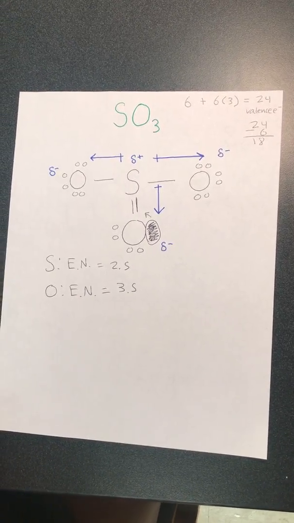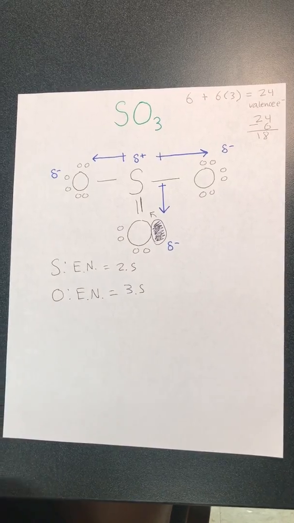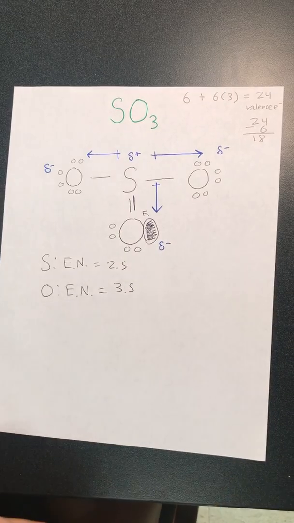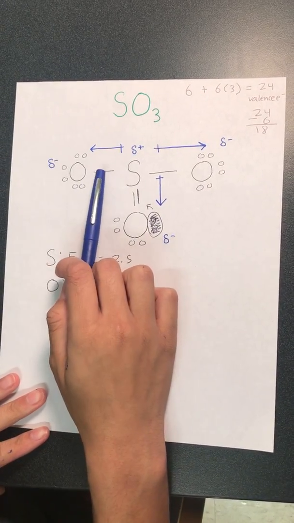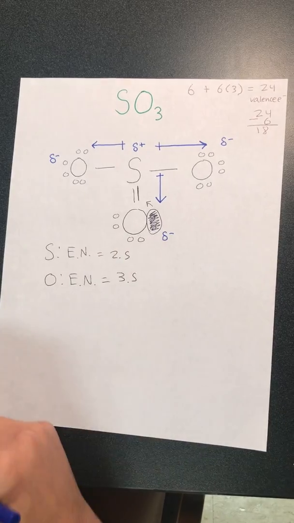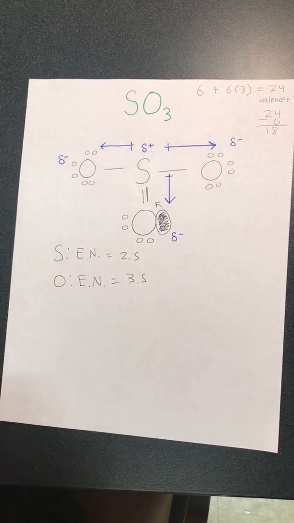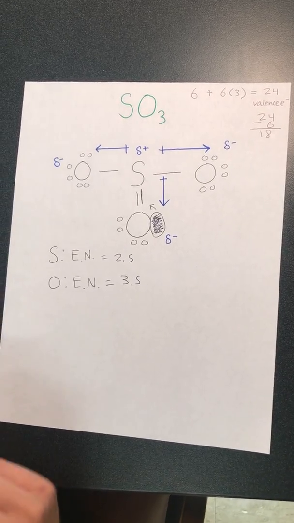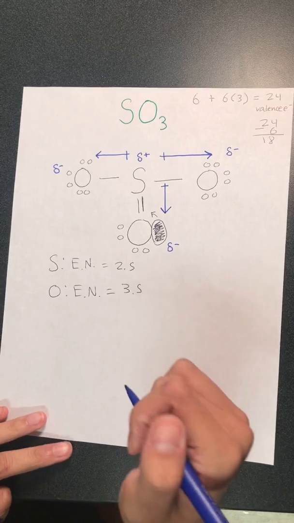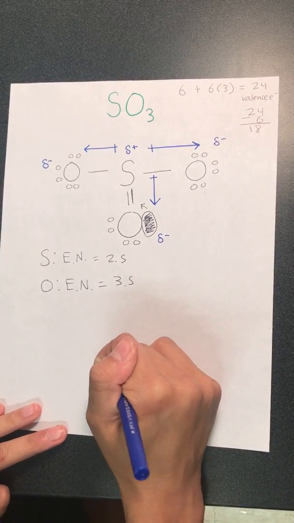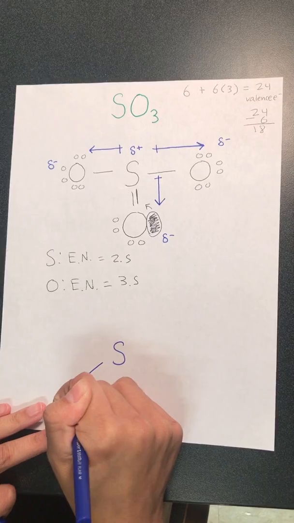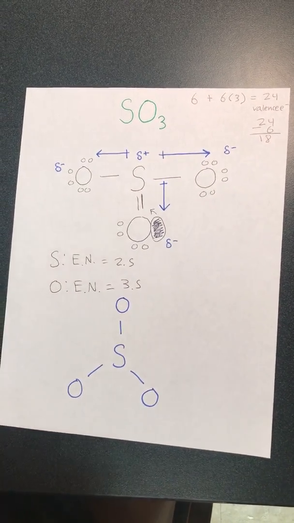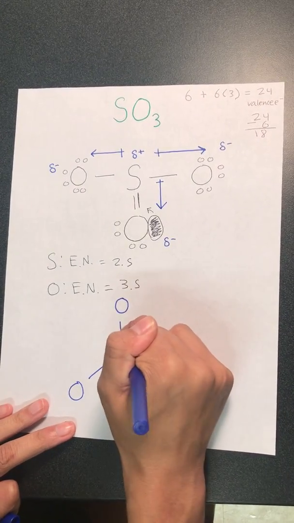And so now that we have our bond dipoles, we can go ahead and try and find the net molecular dipole. So looking at this structure, we see that it has 2 single bonds and 1 double bond, which is 3 domains. And so this molecule has a trigonal planar molecular structure. So we're going to go ahead and draw that down here, and we'll put the sulfur in the middle, oxygen, oxygen, oxygen, and then we'll draw out our bond dipoles.